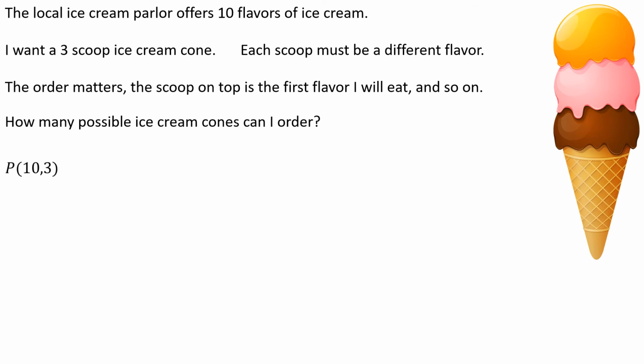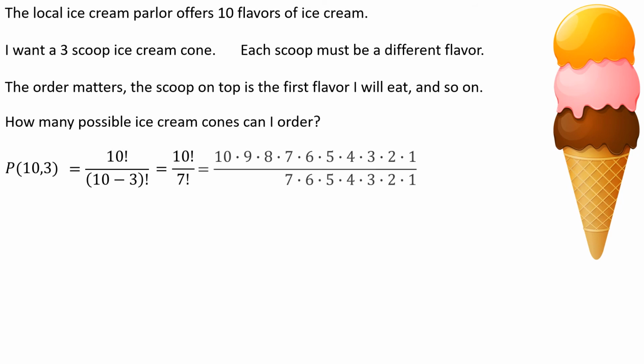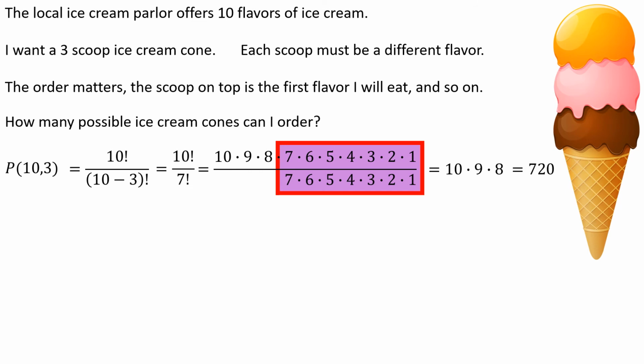Well, there are 10 flavors. I want 3 of them. So, numerator, 10 factorial. Denominator, 10 minus 3 factorial. Of course, 10 minus 3 is inside parentheses, so I do that first. I get 7. And of course, I'm just going to end up doing 10 times 9 times 8. And that's 720. So, believe it or not, if there's 10 flavors of ice cream, and I want 3 different flavors scooped on top of each other on a cone, there's 720 ways to have that done.